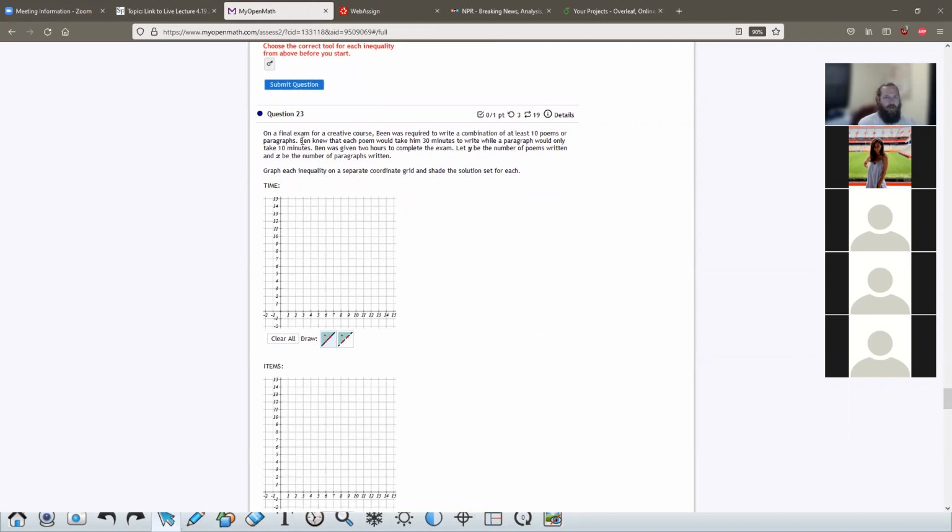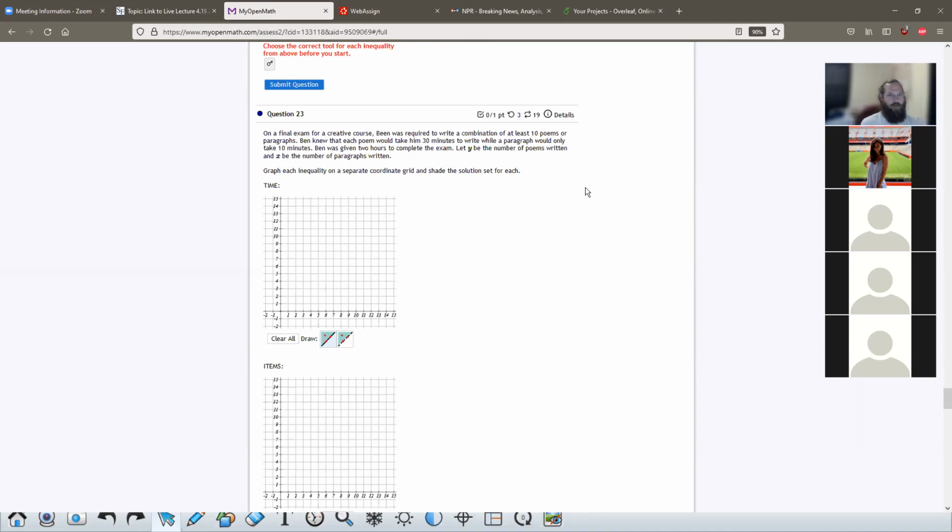On the final exam for a creative course, Bean was required to write a combination of at least 10 poems or paragraphs. Bean, maybe Ben. Ben knew that each poem would take him 30 minutes to write, while a paragraph would only take 10 minutes. Ben was given 2 hours to complete the exam. Let y be the number of poems, x be the number of paragraphs. Graph each inequality on a separate coordinate grid and shade the solution set for each.